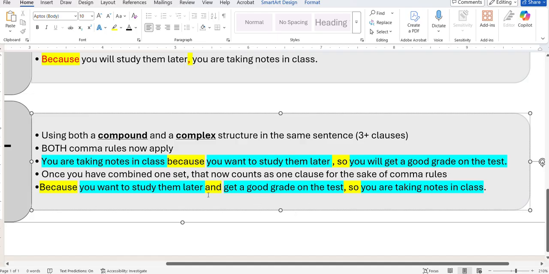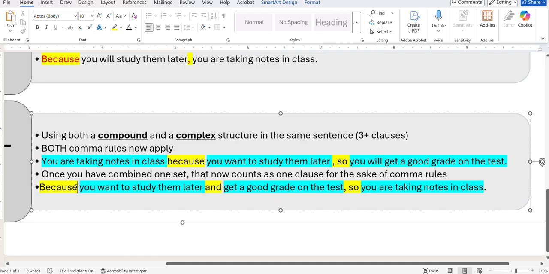Since you want to study, whatever, and you are taking notes in class. Pretend the wording is better, but it's still showing my comma. This, get a good grade on the test, is not a complete sentence. You have used a fanboy here. So you would think if you were only going by this clause right before the fanboy that you would not use a comma. But you are now doing, because you want to study them later and get a good grade on the test, you have now put 2 of those together.